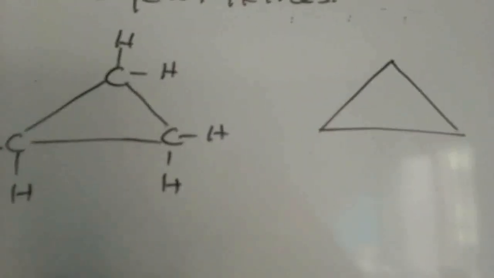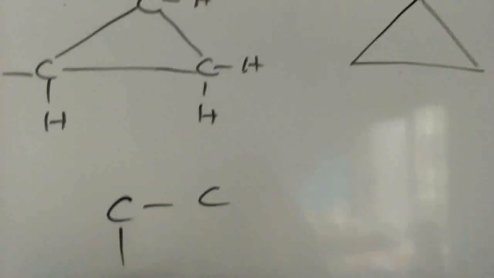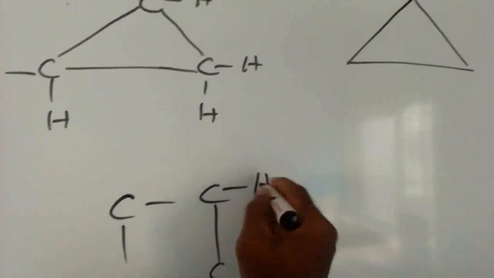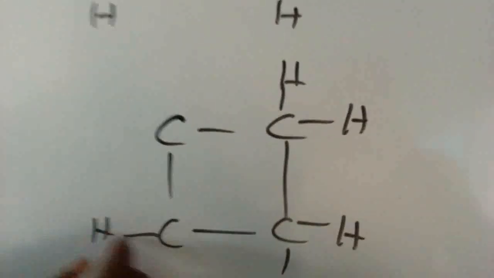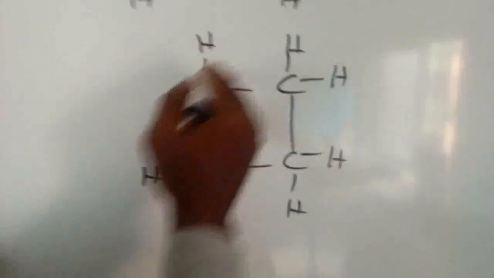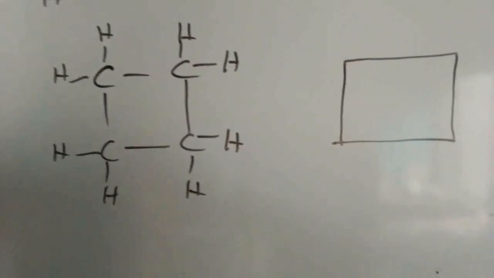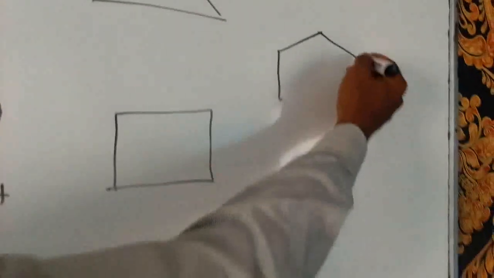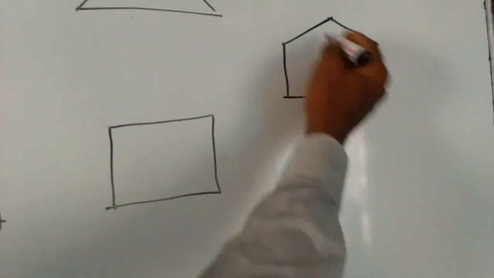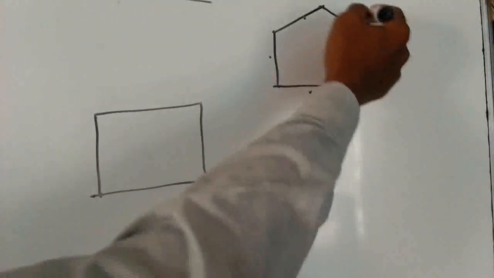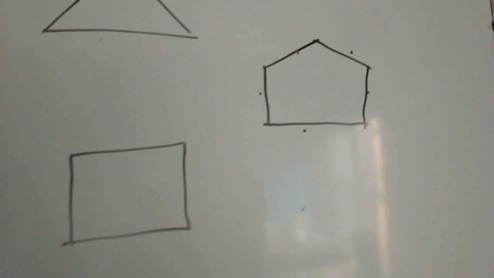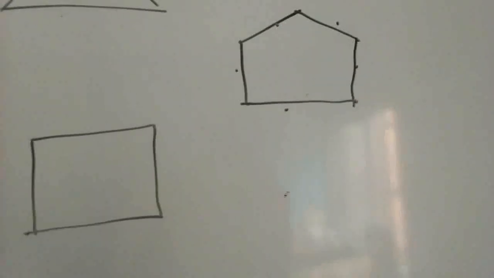If I draw this structure on the board, this compound is called cyclobutane. Now, to get the skeletal formula of cyclobutane, what would I do? I'll just draw a square, removing all the carbons and hydrogens. This is cyclobutane. In the same manner, if I draw this and count the size, 1, 2, 3, 4, 5, this is cyclopentane. As simple as that in chemistry.